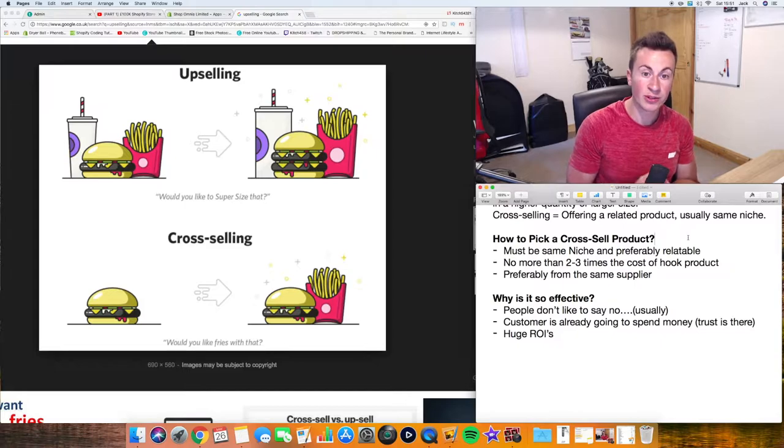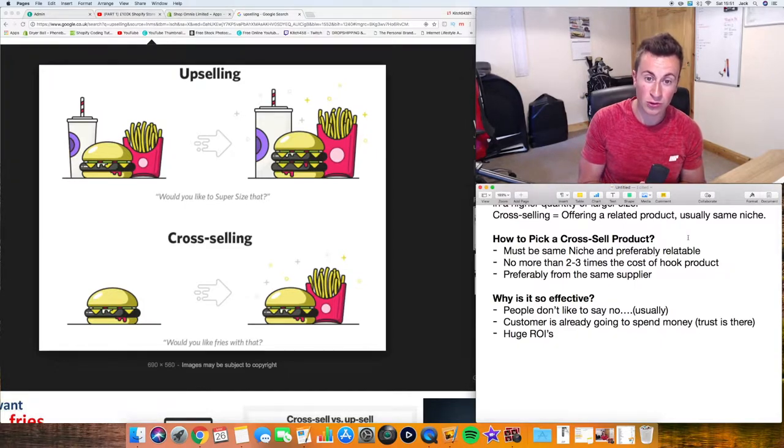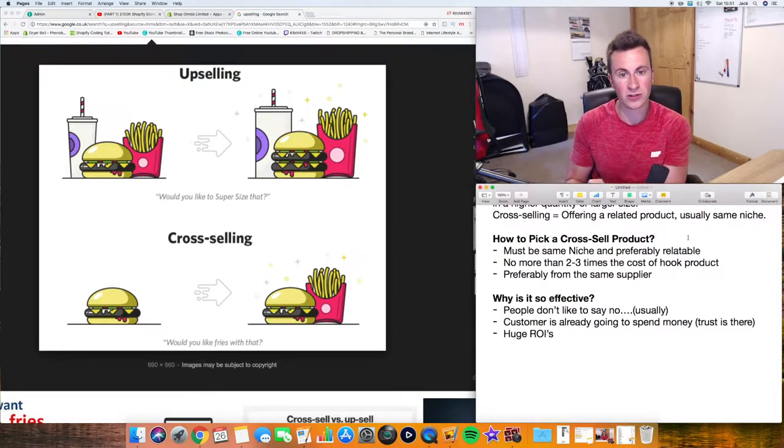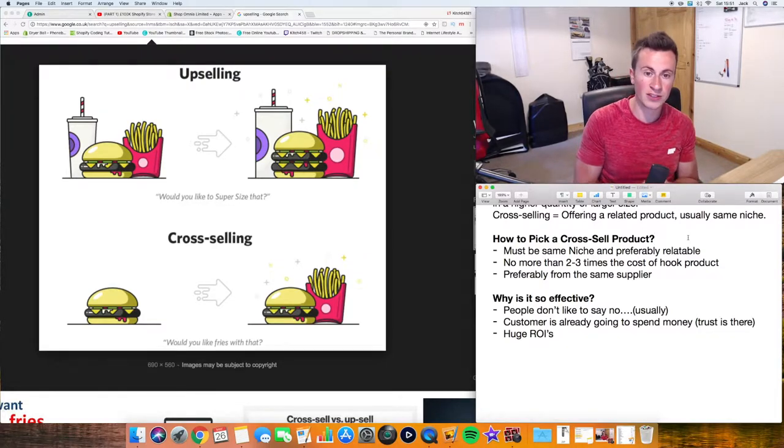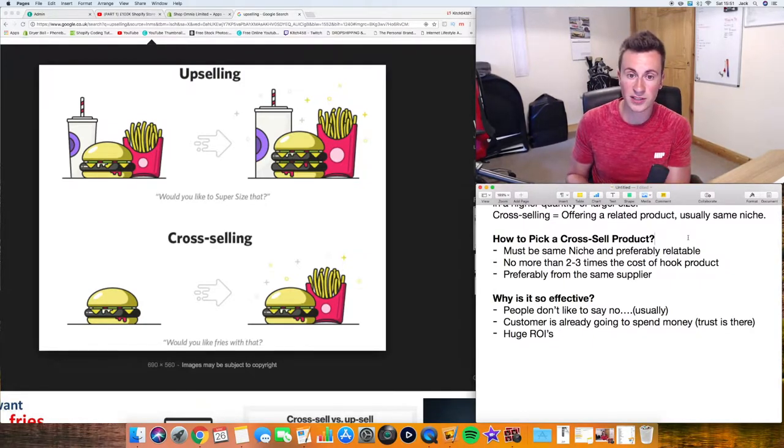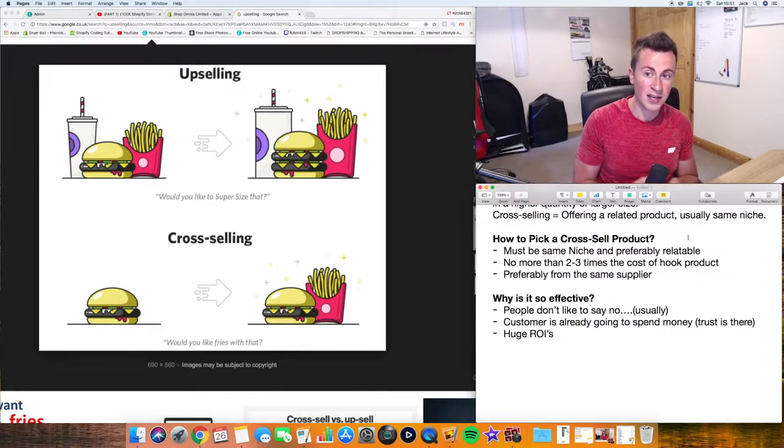So another example then, which is actually one I've used in my own store that I'm going to be showing you guys in a minute, is an LED dog collar with an LED dog lead. Now, the reason it's worked so well is because they're completely relatable. They're both LED products and they're both going to be used at the same time. If a dog's got a collar on, you need a lead to attach to it and vice versa. So the idea here is to make both the products completely relatable, and if you can, try and get the customer to picture them using them both at the same time.